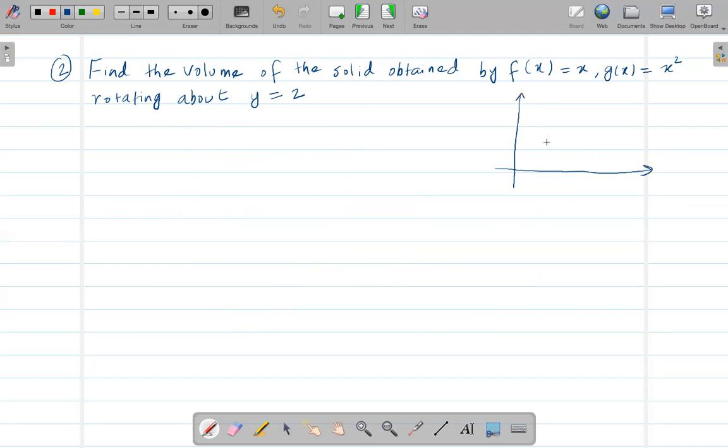Now, okay, we know that the graph is the same, right? So this is the f of x graph. This is the g of x graph. Now, y equals 2 is basically a horizontal line that goes through 2. So this is 2. This is the horizontal line. Now, since we're saying the volume of a solid obtained by these two that is rotating about this line.